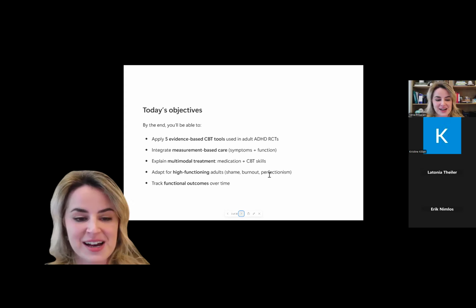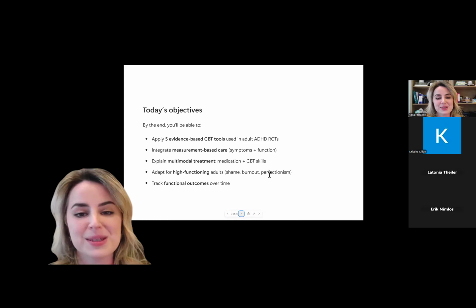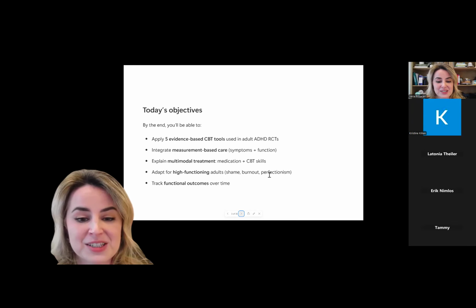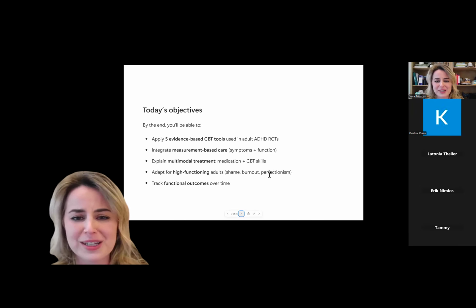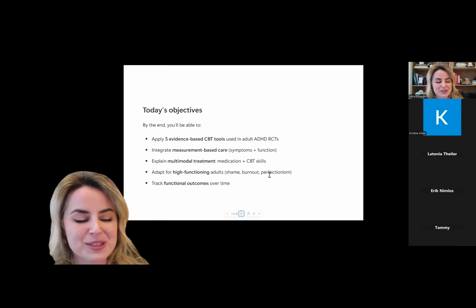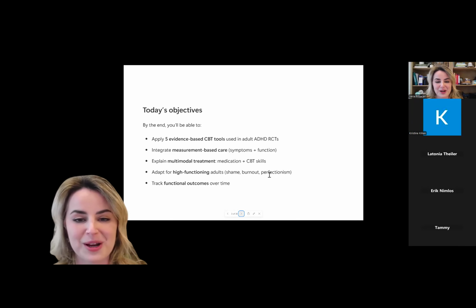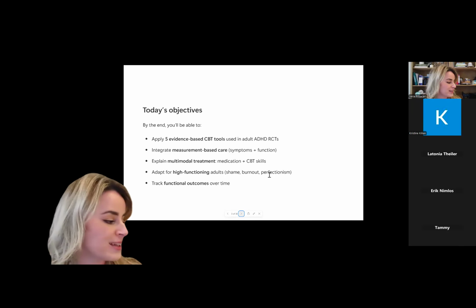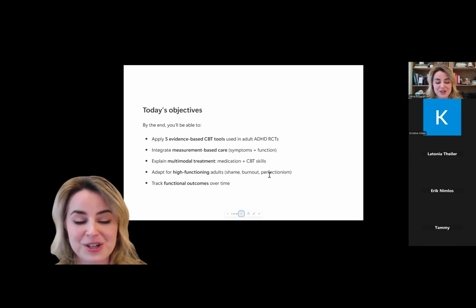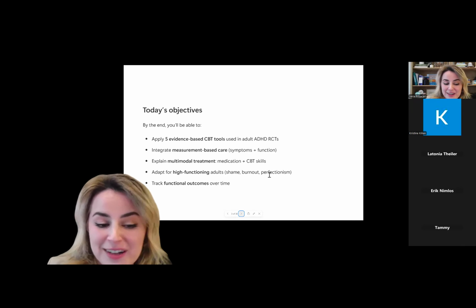Today's objectives. I want to really focus on 5 evidence-based CBT tools that you can use day to day. So our biggest focus is going to be actionable steps that you can take away from this presentation. I want it to be full of tips and things that are going to be really helpful. I also want to really integrate the measurement-based care and why that's important. So for anybody here that's a therapist or that is a mental health provider, I want to reiterate the importance of monitoring progress of our clients.